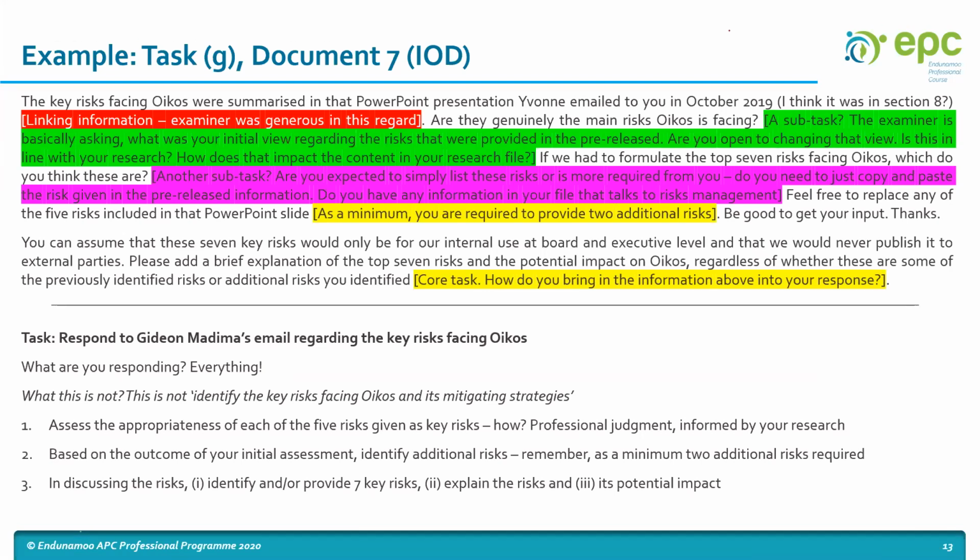Some candidates came and said, respond to Gideon's email regarding the key risk-facing OQs. And they read the email and found that 7 risks. Then they said, this means that I need to identify the risk-facing OQs and mitigating strategy. And I'm so happy that I did research on Vukile. I'm going to copy that annual report. And they missed the point altogether. But do you see the process of breaking down the task and determining how far you need to go?